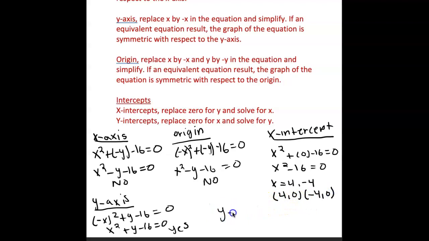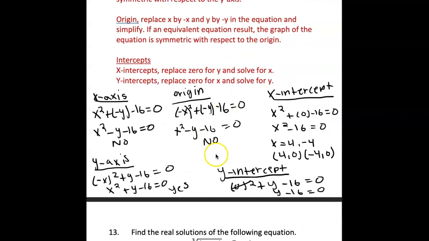And then the y-intercept. Go ahead and substitute 0 for x. This is gone, so I'm left with y minus 16 equals 0. And add the 16. So then y equals 16. And my point is 0, 16. So then you have your 3 intercepts.